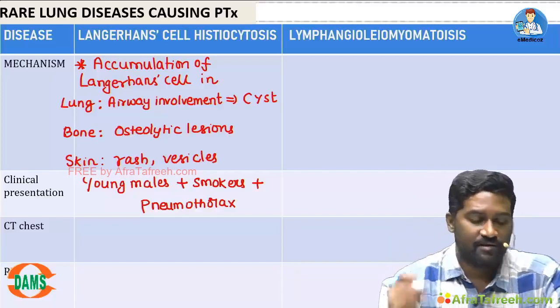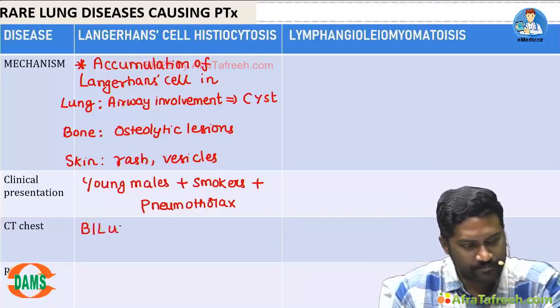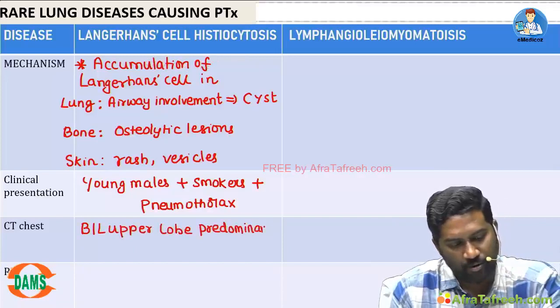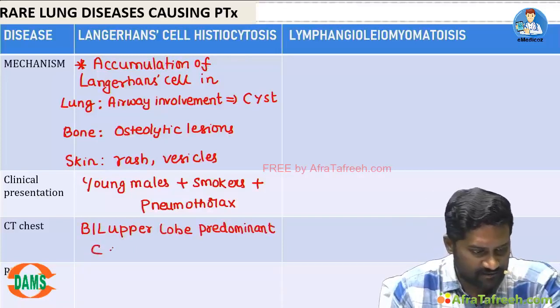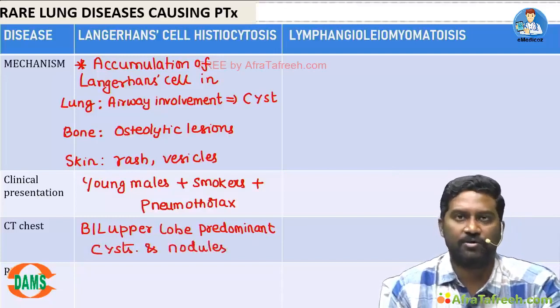CT chest will show bilateral upper lobe predominant disease. And what do you see? You can see cysts. Along with cysts, some solid opacities called nodules.